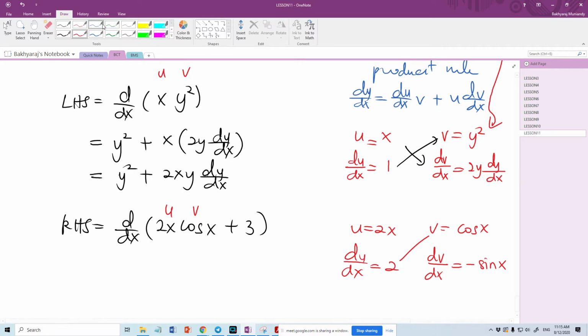So cross multiply this, you get this answer: 2 times cos x, and 2x times negative sin x. So you get 2 cos x minus 2x sin x. And what about plus 3? Correct, plus 3 will be 0. Plus 3 will be 0.